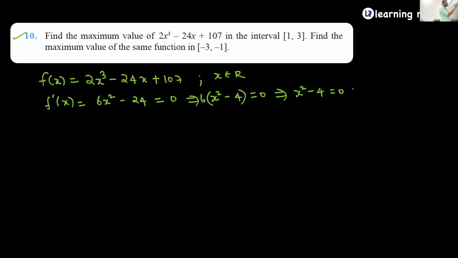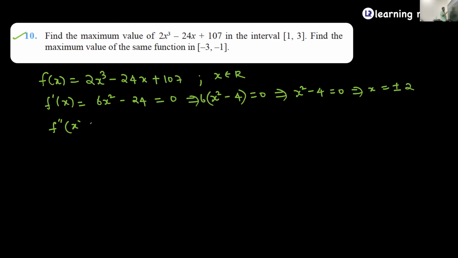So what will be the value of x? So it will be plus or minus 2. Right? x is equal to plus or minus 2. Now the question is, plus 2 falls in the interval 1 to 3. Minus 2 falls in the interval minus 3 to minus 1. So we got two critical points, plus or minus 2.